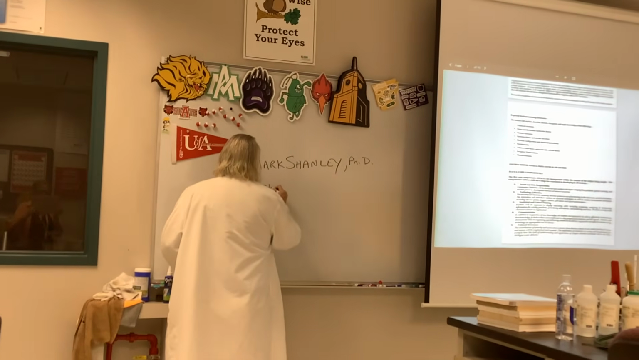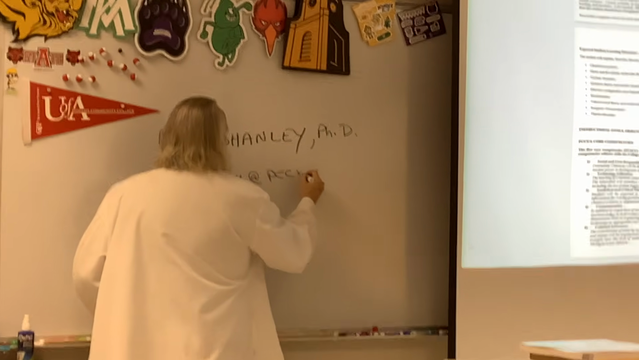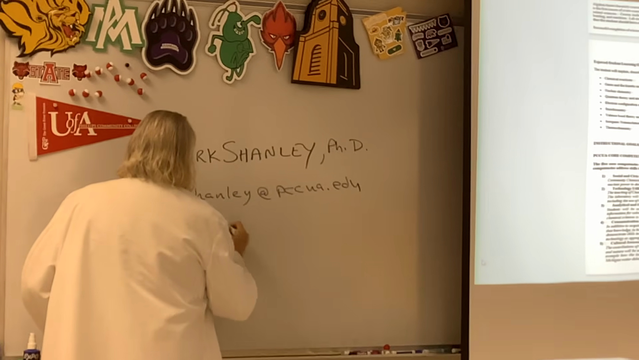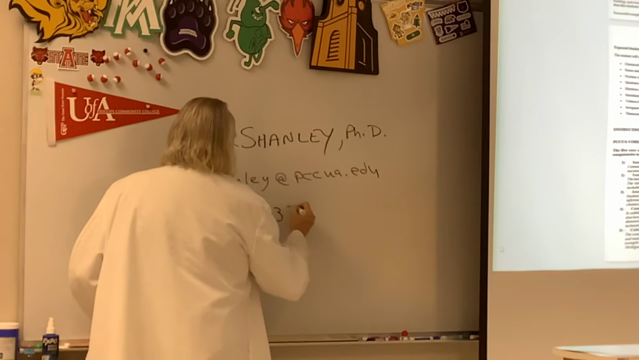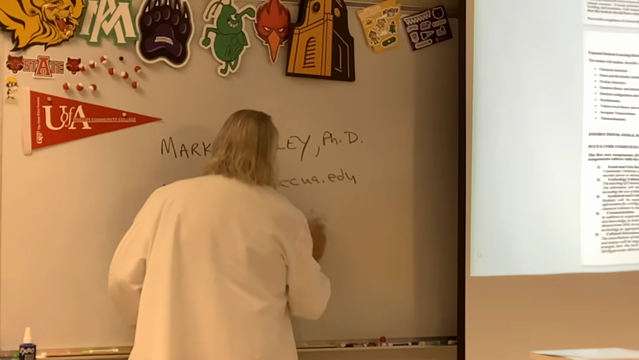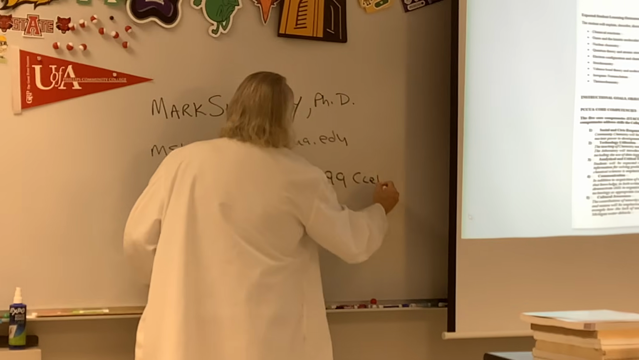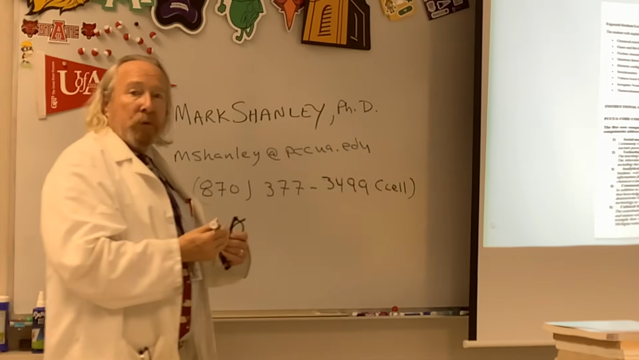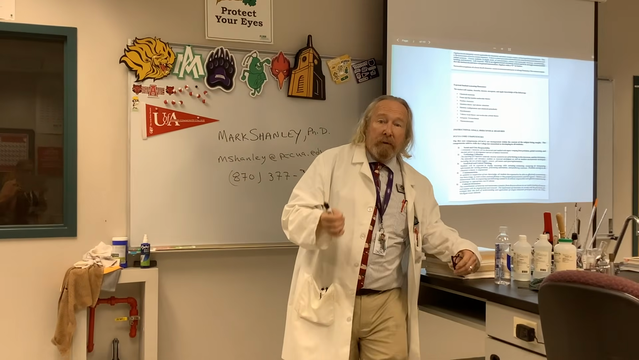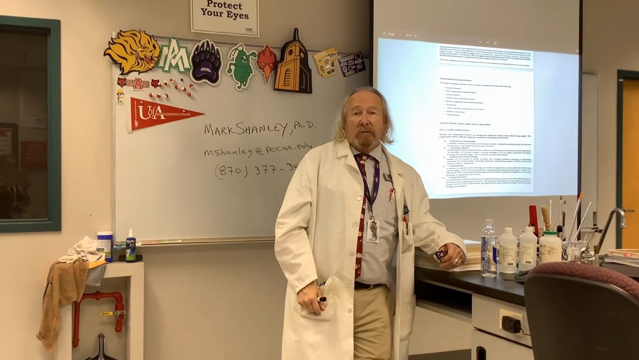So if you look on there, you'll see my email is mshanley@pccua.edu, and my phone number for my cell phone, which just interrupted us, is 870-377-3499. And that's my cell. And I want to hear from you. You can call me directly on my cell. If I'm driving, if I'm eating dinner, and I don't pick up, leave a message. I'll get back to you as soon as I can.